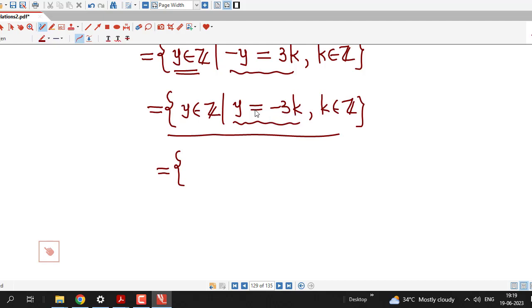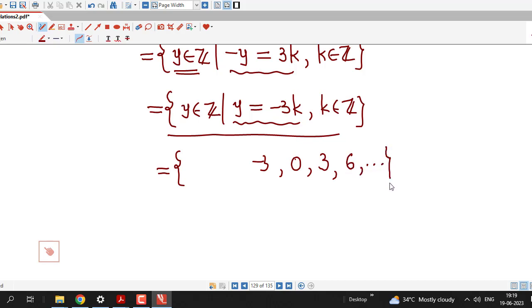Here it is obvious that y is nothing but a multiple of 3. If I take k equal to 0, I will obtain 0. If I take k equal to 1, I will obtain minus 3. For k equal to minus 1, I will have 3. For k equal to minus 2, I will have 6.